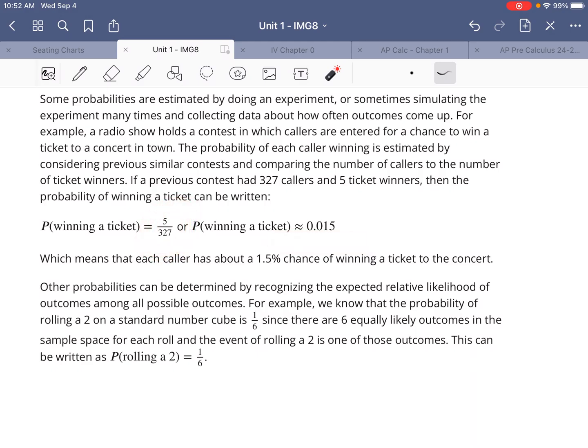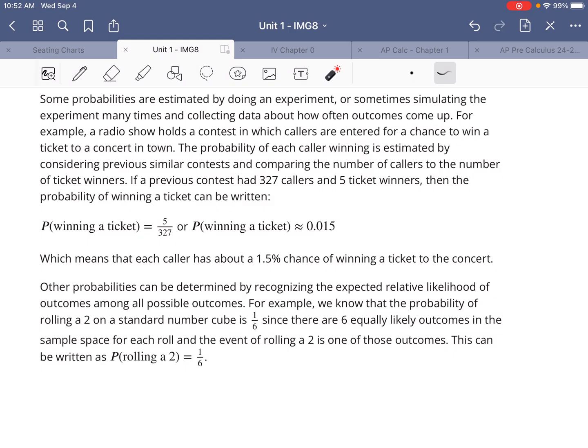So if you look at that, and you remember, our probability is measured on a spectrum from 0 to 1, 0 being impossible, never going to happen, 1 being it absolutely will happen. 0.015 is pretty small. It's pretty likely that you won't actually win this contest. However, that does not mean it's impossible.